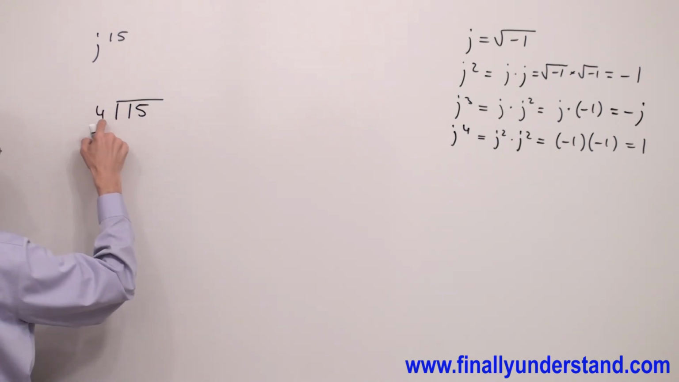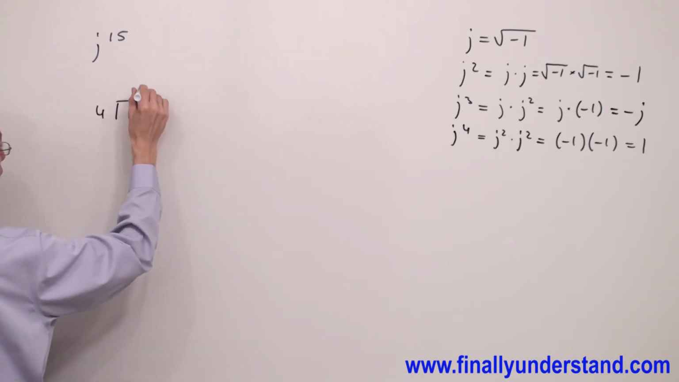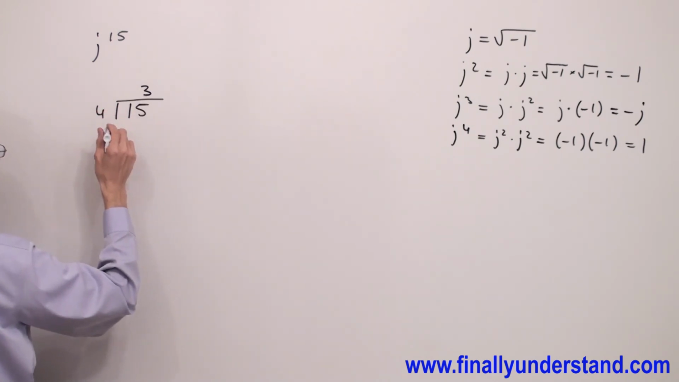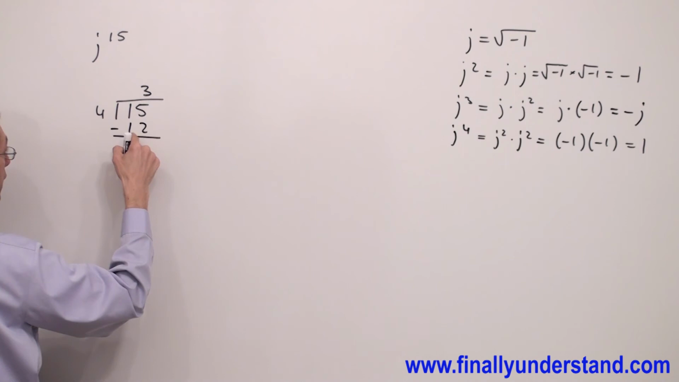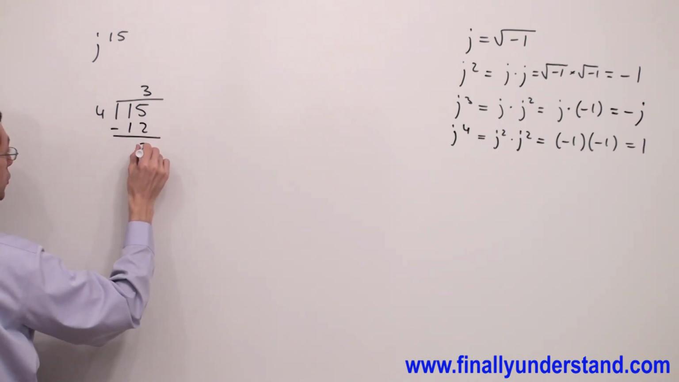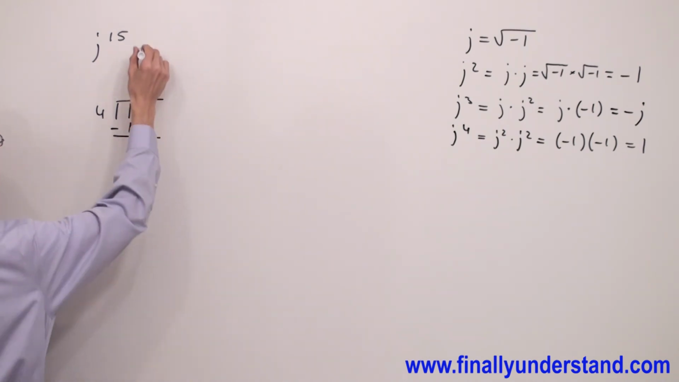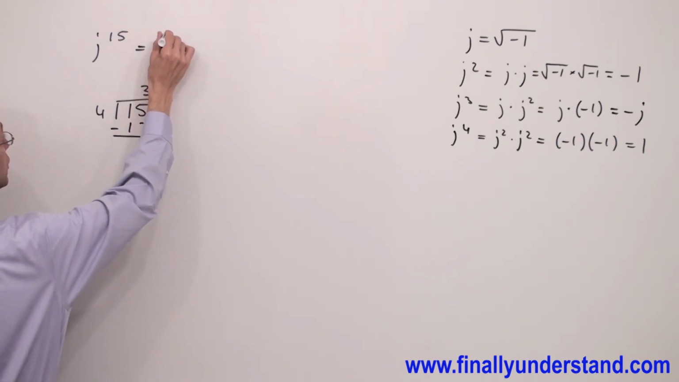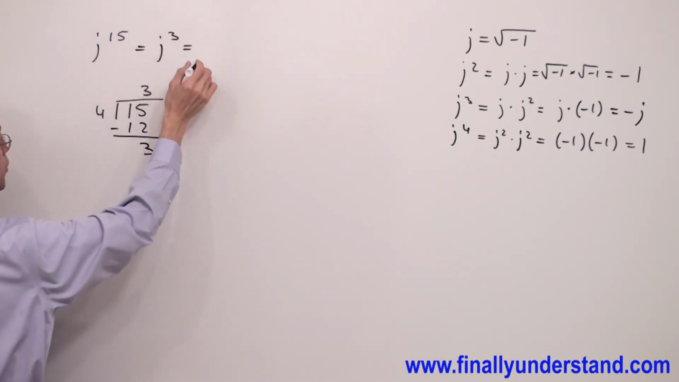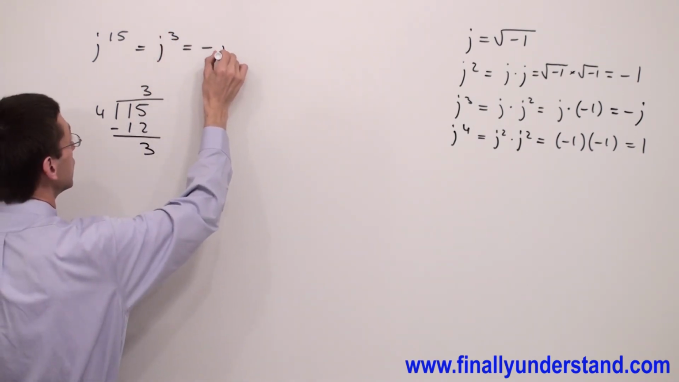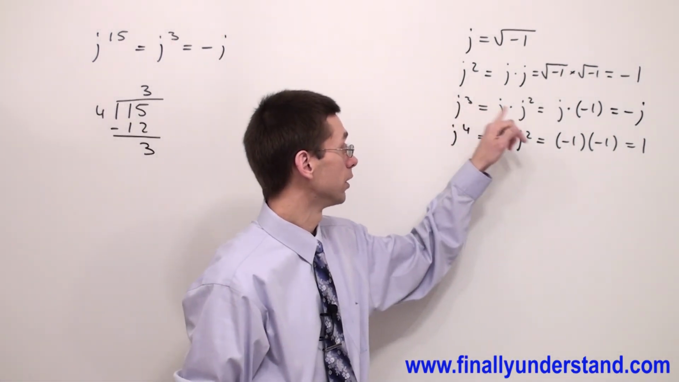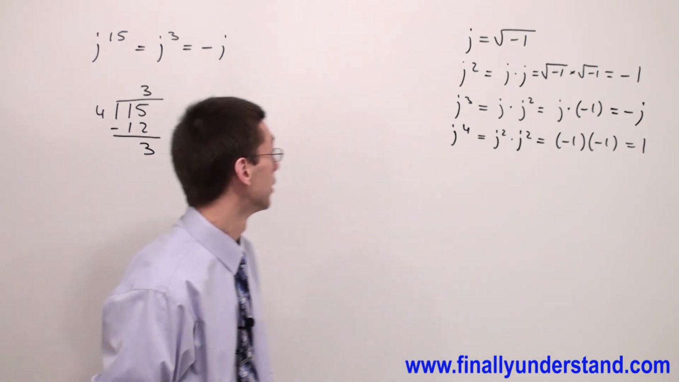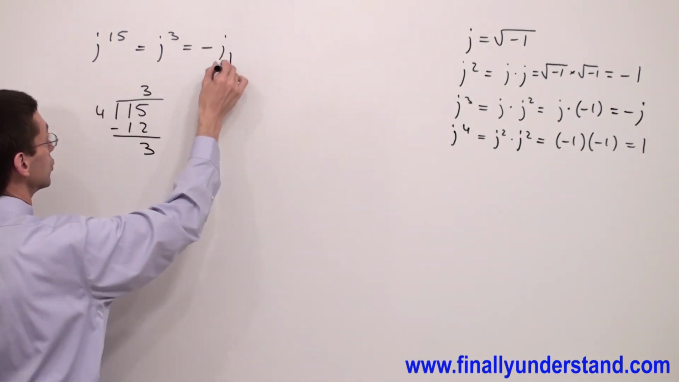How many times does 4 go into 15? 3 times. 3 times 4 is equal to 12. Subtract: 15 minus 12 gives me 3. So this is the exponent for my j. j to the third power is equal to -j. And this is the solution to my problem.